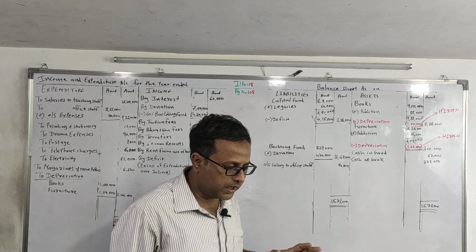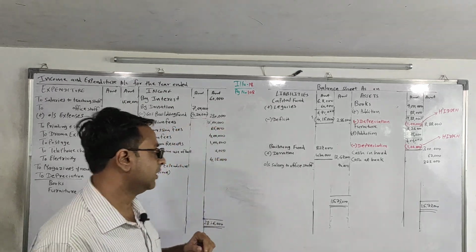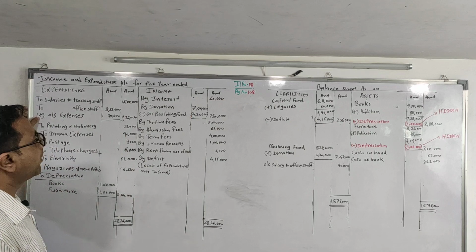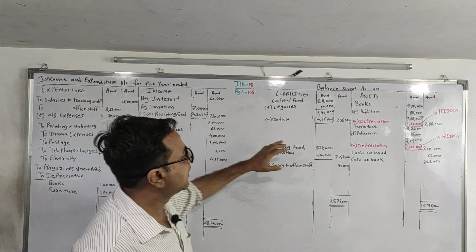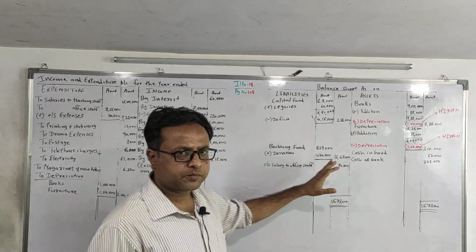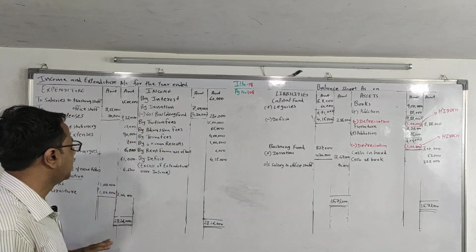Outstanding office staff salary of rupees 70,000. Outstanding expense, add to the particular expense. Second effect, balance sheet liability. This is how we have done with all the adjustments.